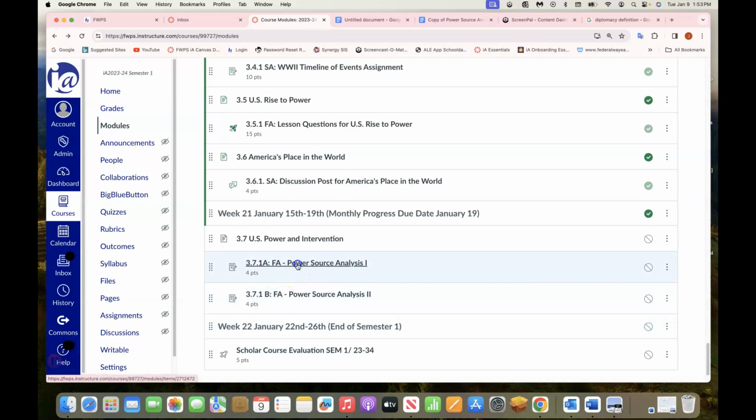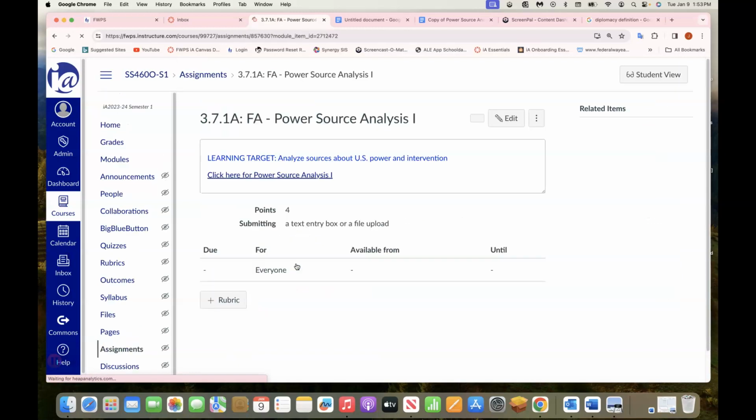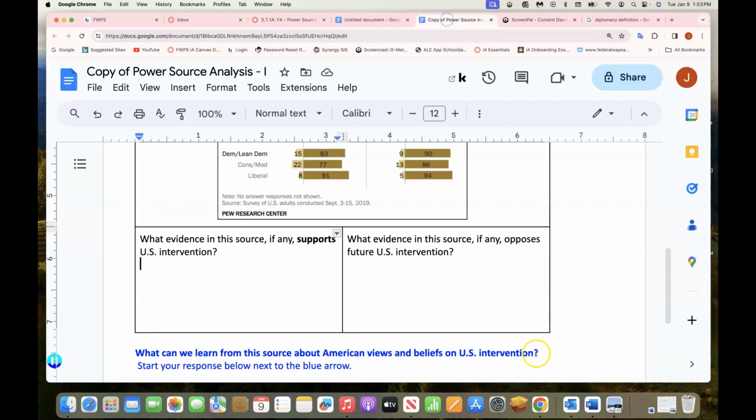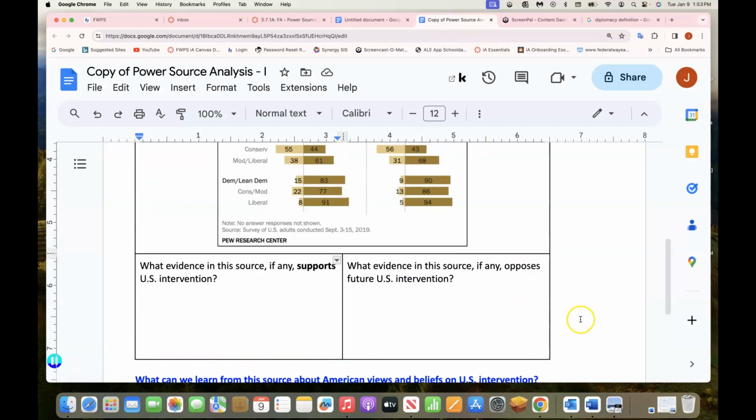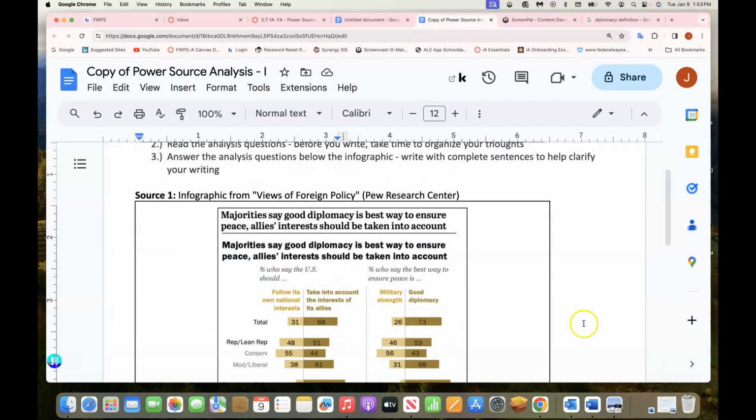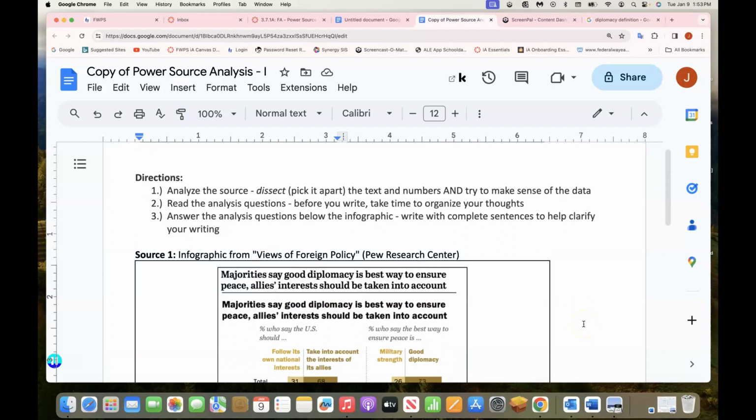Now we're going to land on the reason why this video lesson was made. If you go into the first power source analysis, Roman numeral number 1, you are going to see a link for power source analysis 1, which is going to force copy the assignment, okay? Looking at the top of this, what I would like to do is go over the directions, which are going to be the same for source analysis 1 and source analysis 2.